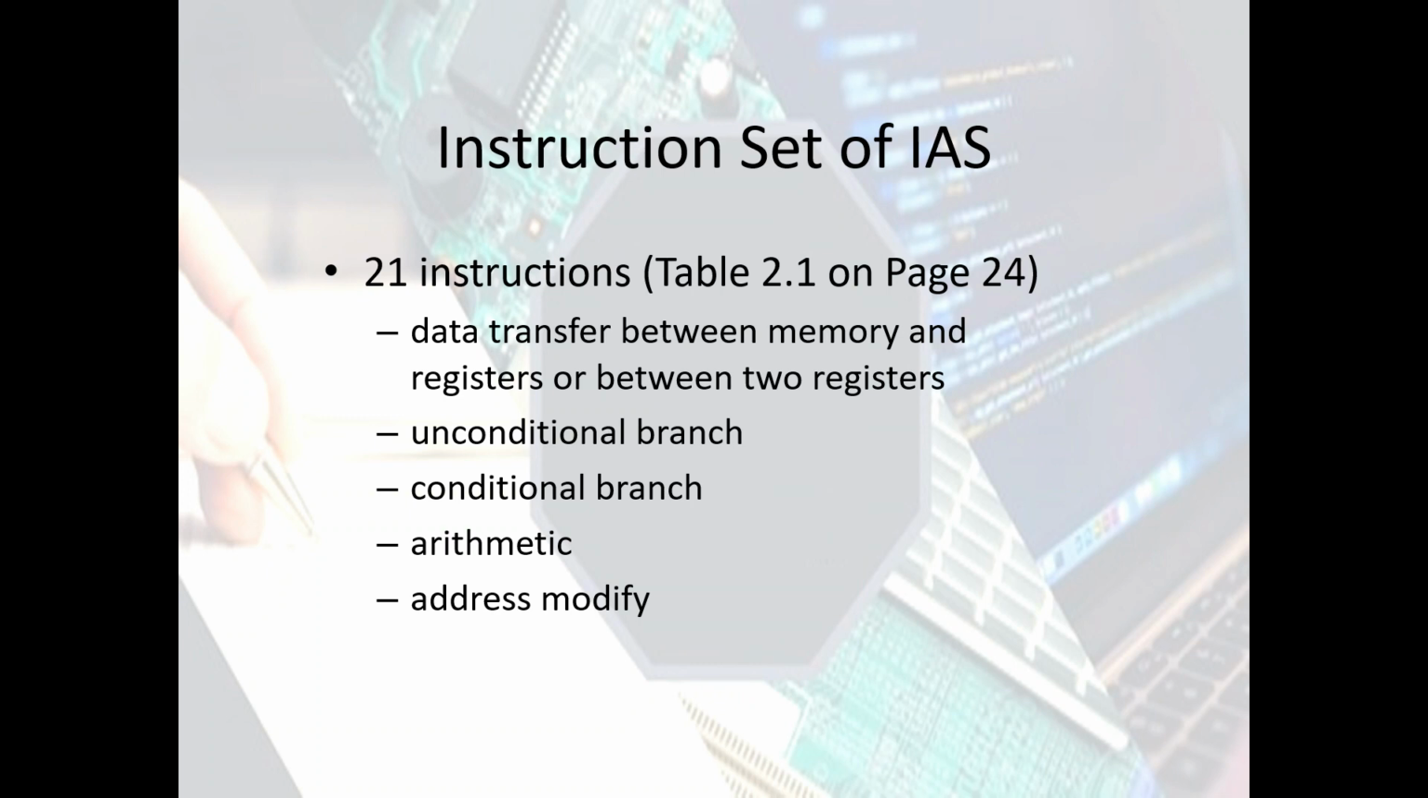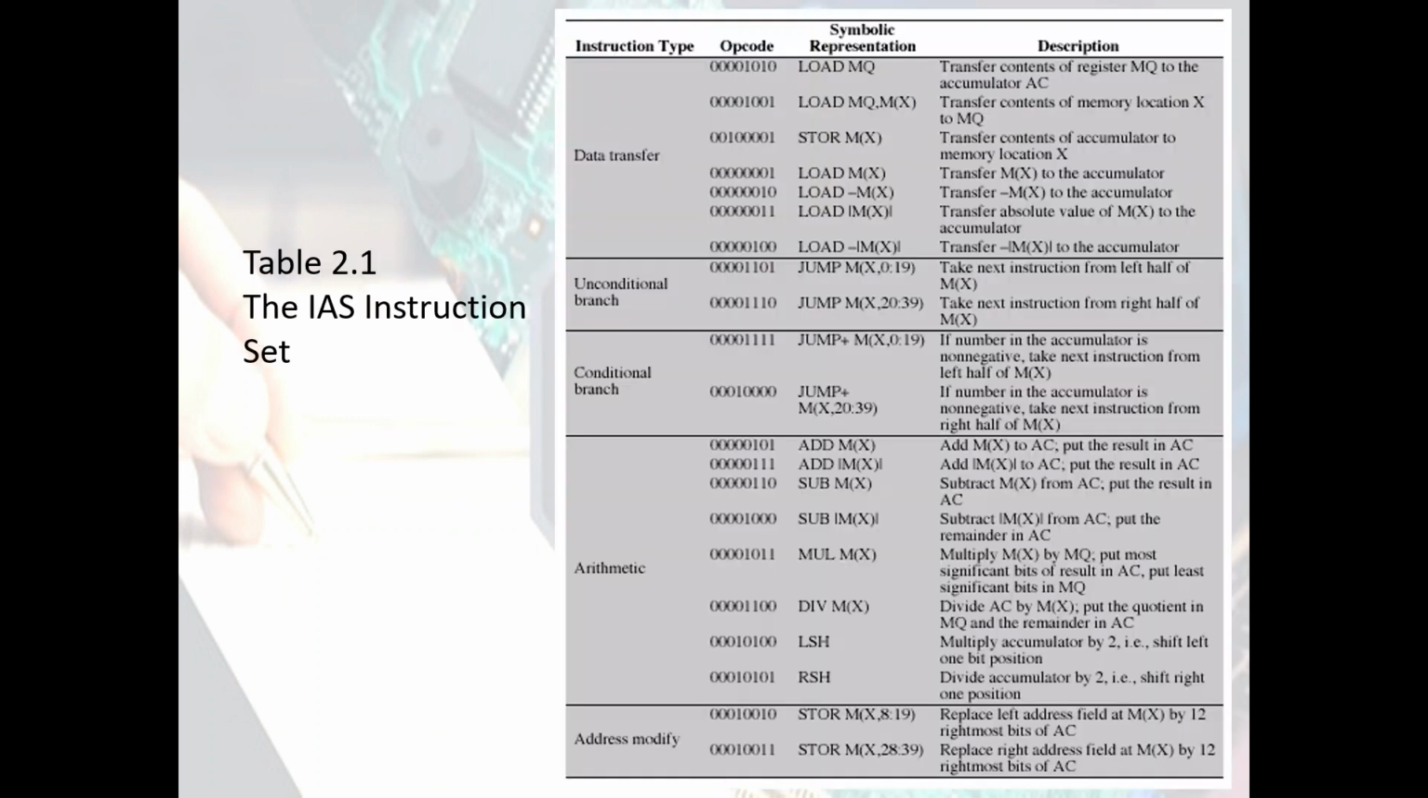operations using the machine. So I'll be discussing briefly the 21 instructions that cover the data transfer between memory and registers or between two registers, the unconditional branch, conditional branch, arithmetic, and then the address modify. The instruction set of the IAS computer includes various types of instructions, each serving a specific purpose.